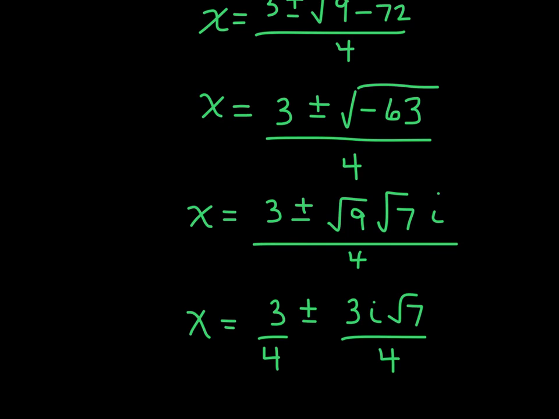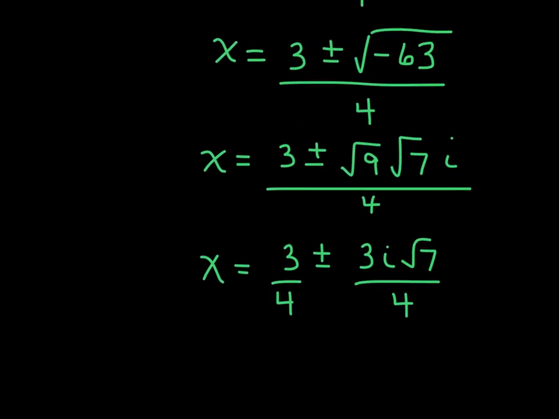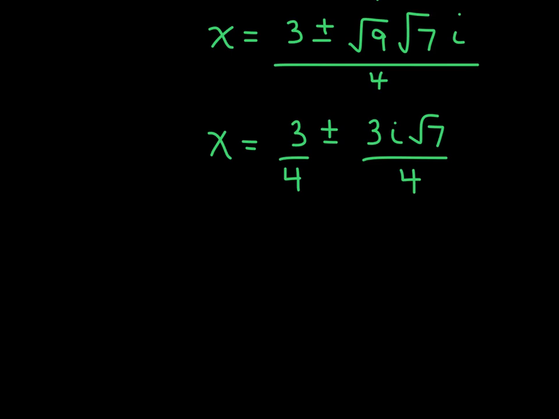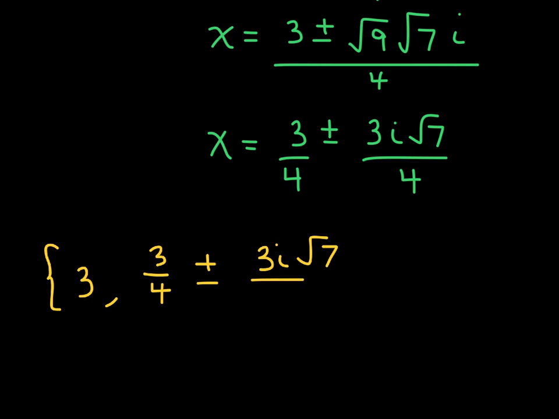All right, we will use set notation to write all of our solutions, our zeros. So one of them is 3, and the other ones are 3/4 plus or minus 3i root 7 over 4. There's 3, and each one of these has multiplicity 1. All of them have multiplicity 1. They all appeared only once as a solution to the polynomial. All right, good job, you guys.